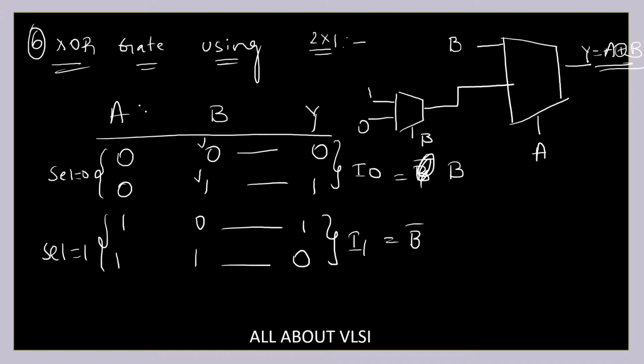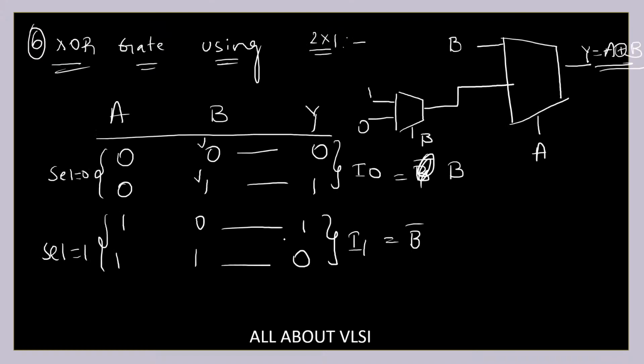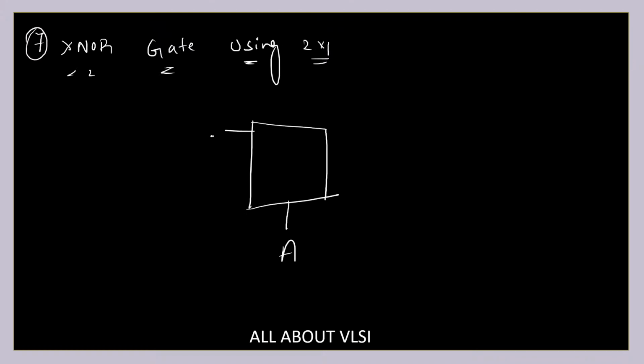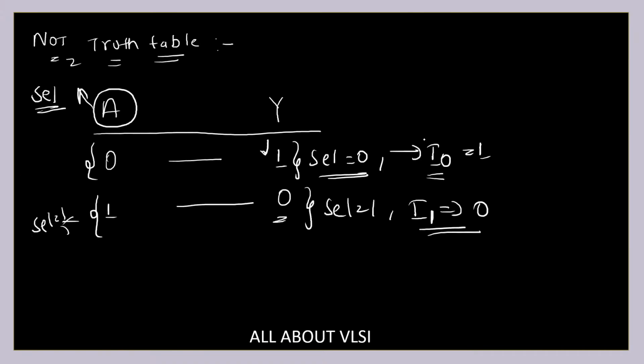Yes. Now if I want to implement an XNOR gate using 2 cross 1, then how to implement it? Just reverse the bits. That's it. So I'm going to have my select line as A and I'm going to have B complement over here and B over here. And I'm going to get A XNOR B. That's it. So this is how we are going to implement all the logic gates using 2 cross 1 mux.